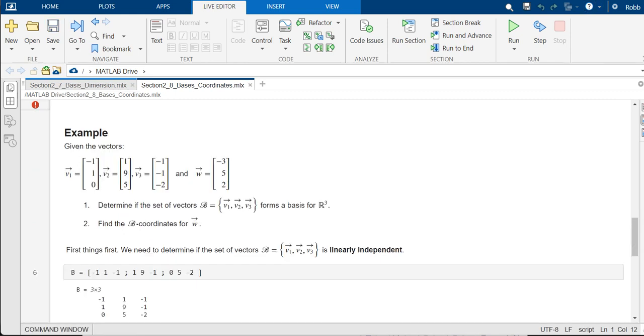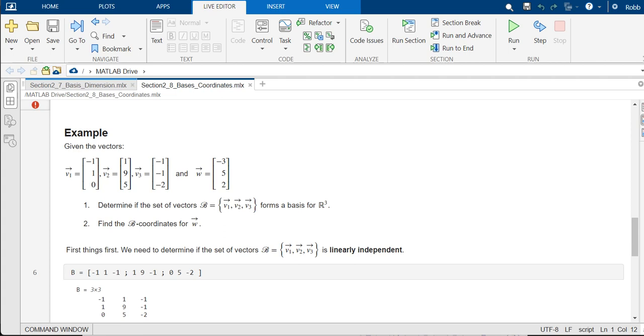Okay, so here's the example. We have the vectors v sub 1, v sub 2, v sub 3, and we need to determine if they form a basis for R3 and find the beta coordinates, the B coordinates, for this vector W.